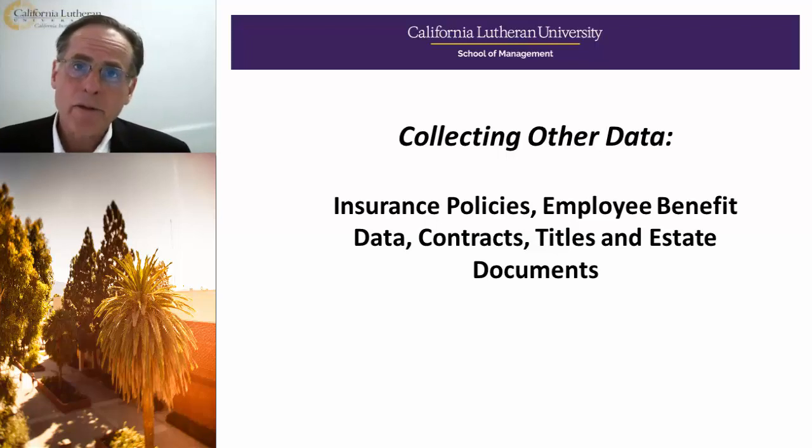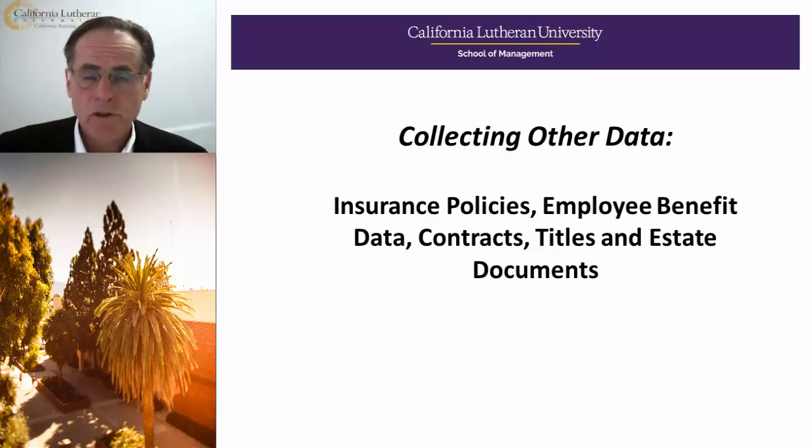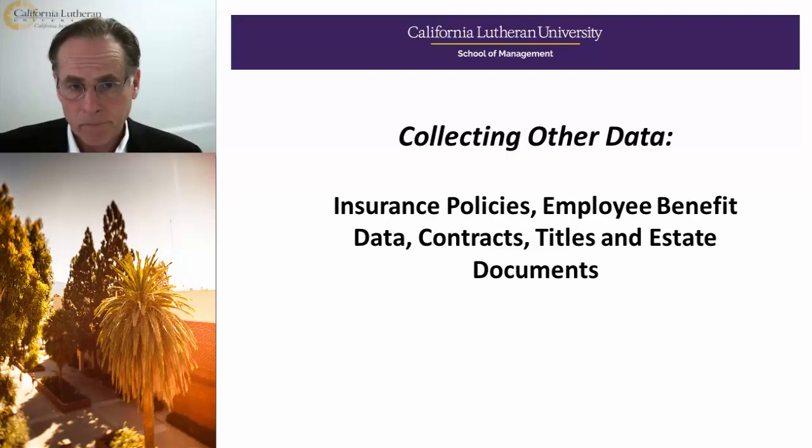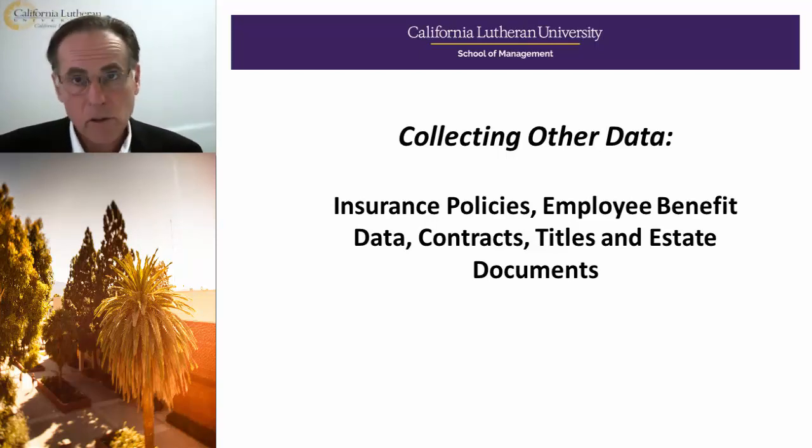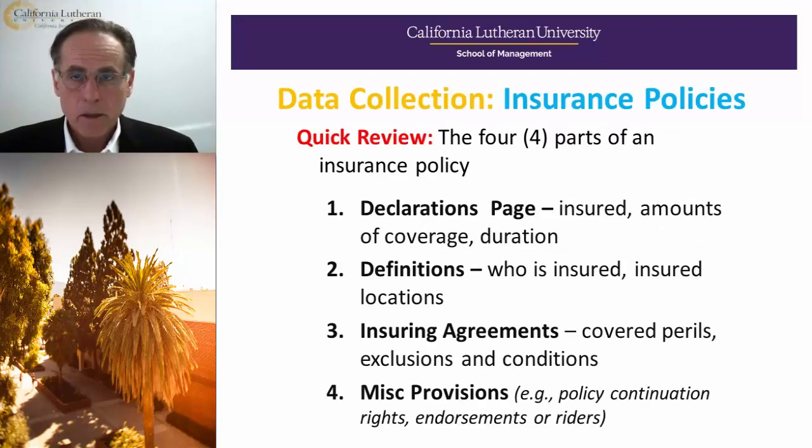So now that you've created the financial statements, what's some of the other data you're going to need? Well, clearly insurance policies. That's important because insurance is that foundation. It's insuring catastrophic risks, otherwise everything else can collapse, right? Employee benefit data, the details of the employee benefit plan. Contracts, titling, and estate documents. Let's start with insurance policies.